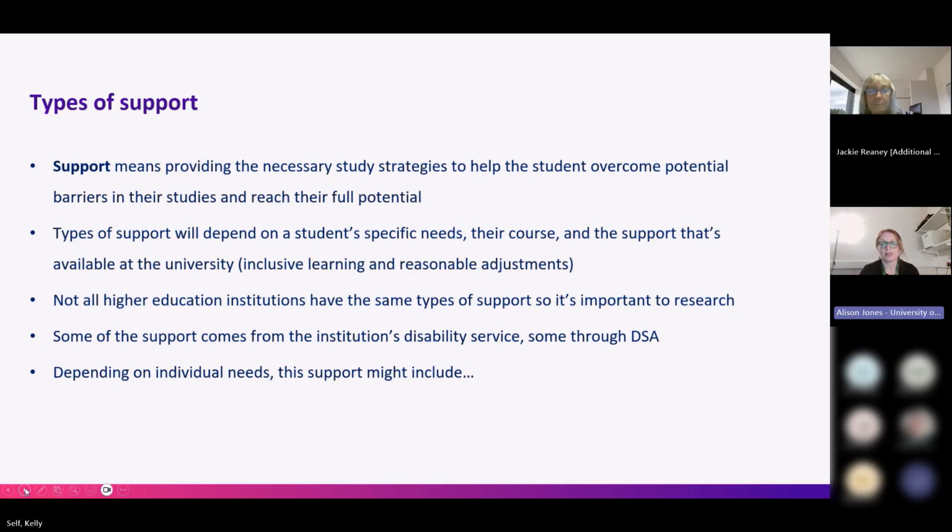But not all higher education institutions have the same types of support. So it's really important that a potential applicant does their research, particularly if it's important to them that a certain type of support is available. Some of this support will come from the institution through inclusive practice. Some will come through the disability service in terms of individual support and adjustments, and some will come through DSA. So to be able to have access to all of the support that's available, that's why we encourage applicants and students to apply for support both through the University Disability Service and through disabled student allowances. So depending on individual needs in terms of what the support might include, we've got some examples on the next slide.